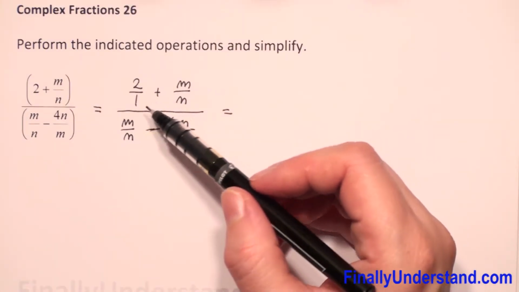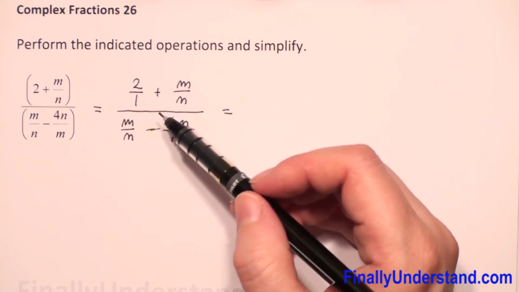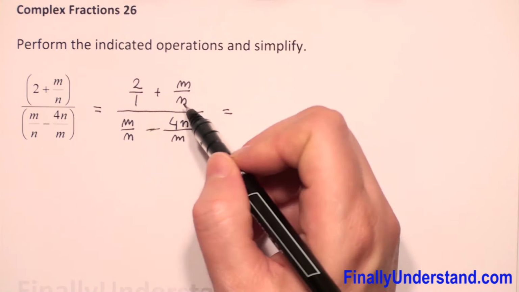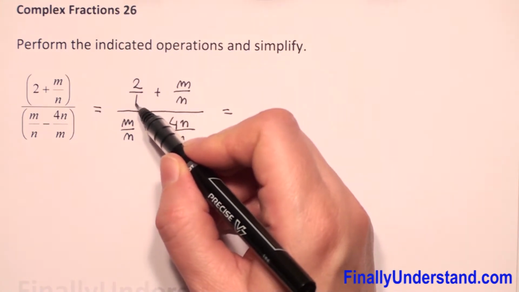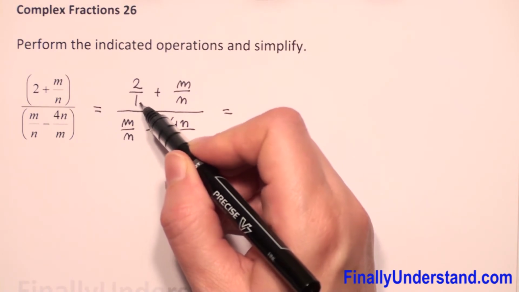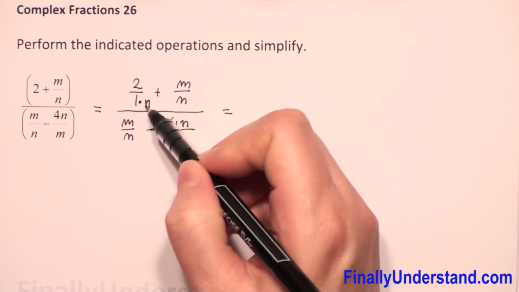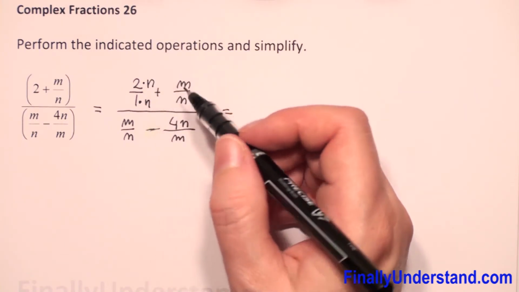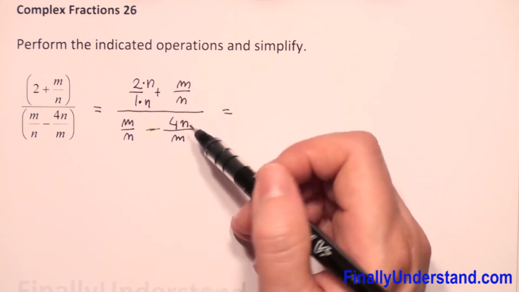So like I said, to add or subtract fractions, we need to have the same denominator. The denominator for 1 and n will be n. I have to multiply 1 times n, which is n. So now, to get n in the first denominator, I have to multiply this times n. Whatever I did with the denominator, I have to do the same with the numerator. And for the second fraction, we have n in the denominator, so we don't have to do anything.